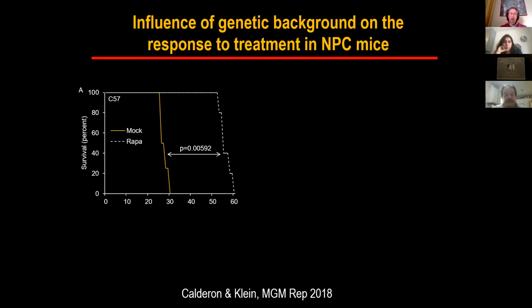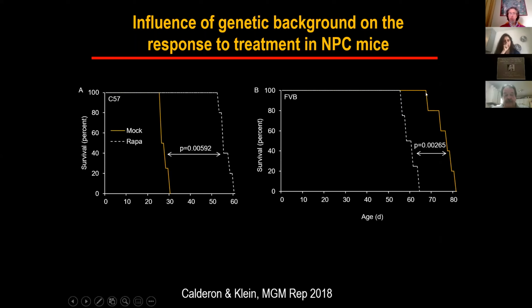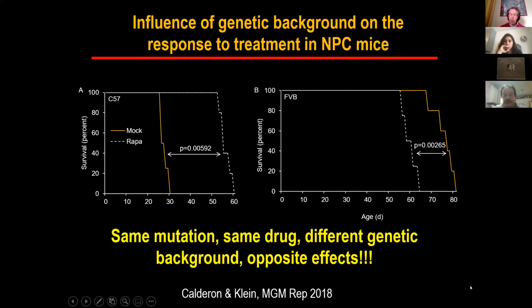Okay, so now we're coming back to mice. I always like mice, and I was very interested in looking for novel therapies for NPC in mice. So I treated the mice. These are the NPC mice in the C57 background, which live for about 4 weeks, as I already showed you, with rapamycin. And with this drug, I managed to double the lifespan of the mice. However, when I treated the ones that live for longer times, the drug was toxic, and the animals died younger.